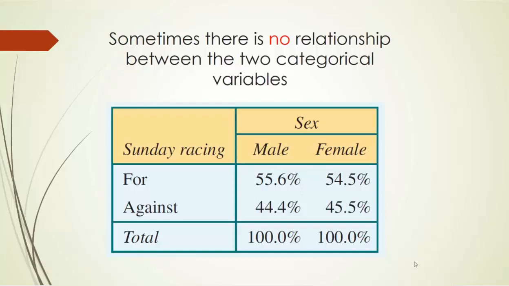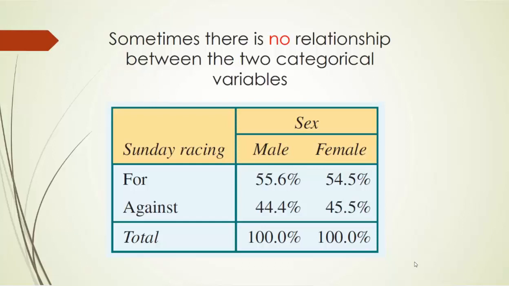Now, this slide here has been turned into percentages. That's males and females voting on Sunday racing. We go to the dogs on Sunday. Can we go to the horses on Sunday? I don't know whether we can or not, to be honest. I haven't done that sort of thing.